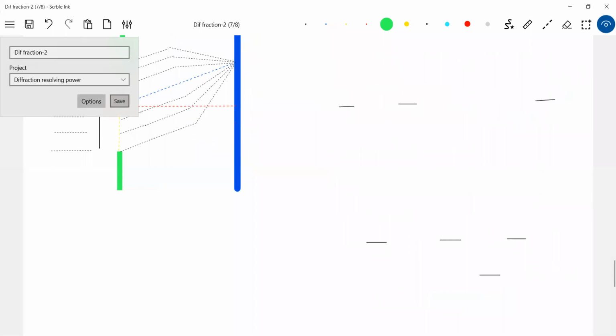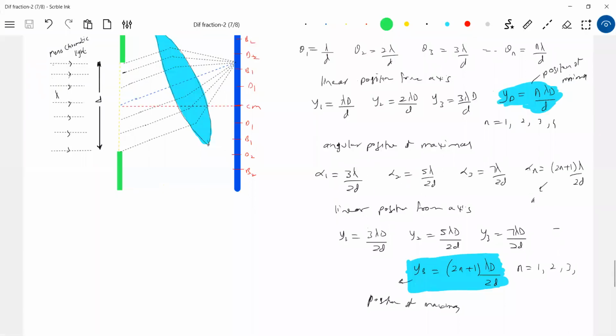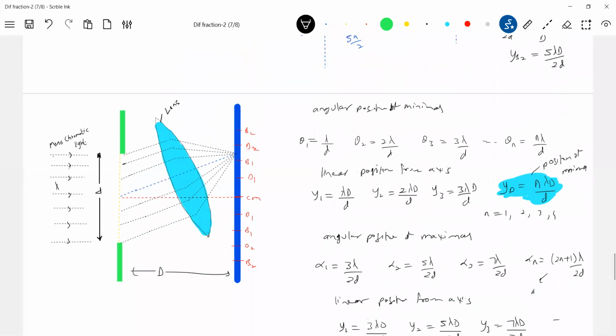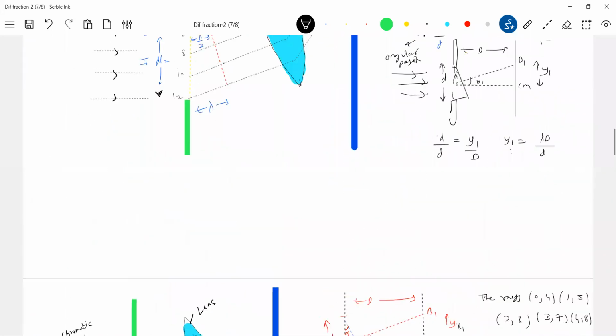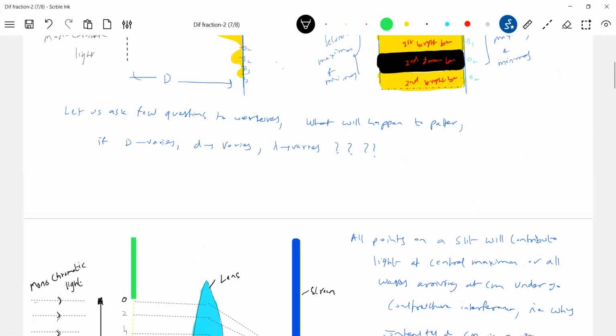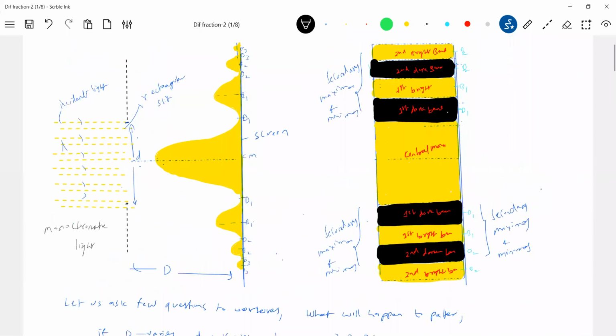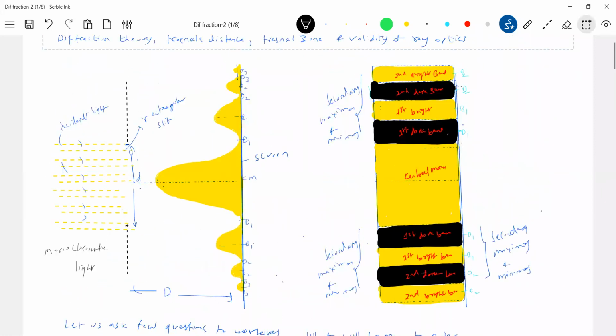Finally, now we are in a better position. We are able to predict the position of maxima, minima, and why the intensity of the central maxima is more compared to the others. So now let's go for the width of the central maxima, the angular width. This is something very important. This angular width is what I needed. I'll directly take this diagram.